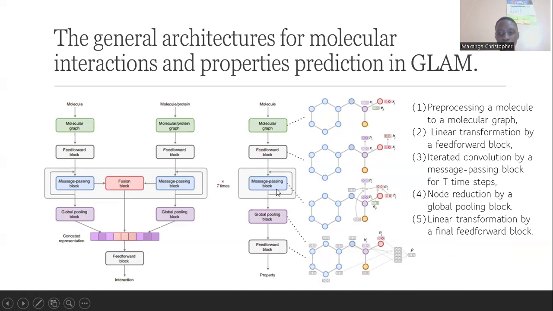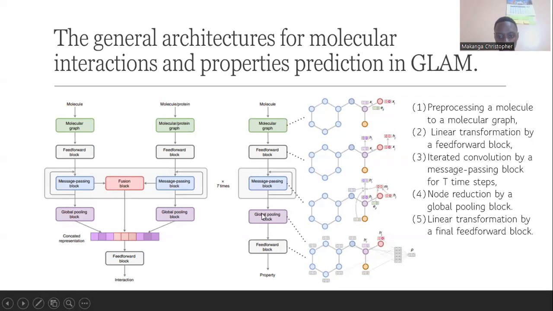It is iterated convolutionally by the message passing block, as you see the iteration here: message passing block, fusion block, and then message passing block, fusion block. So that iteration is called convolutional, and this happens for t time steps, as we see identified here. Then it is taken for node reduction by the global pooling block.